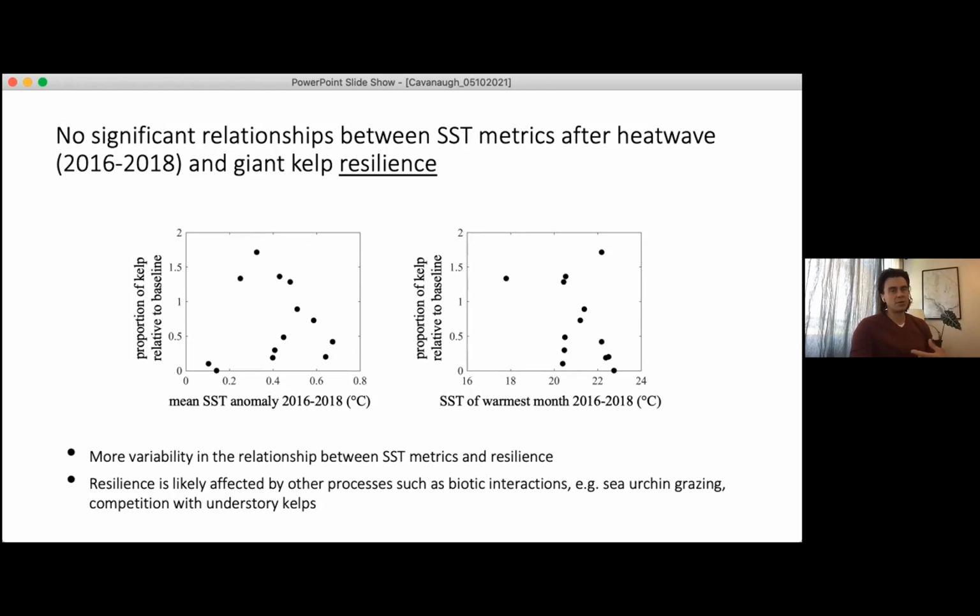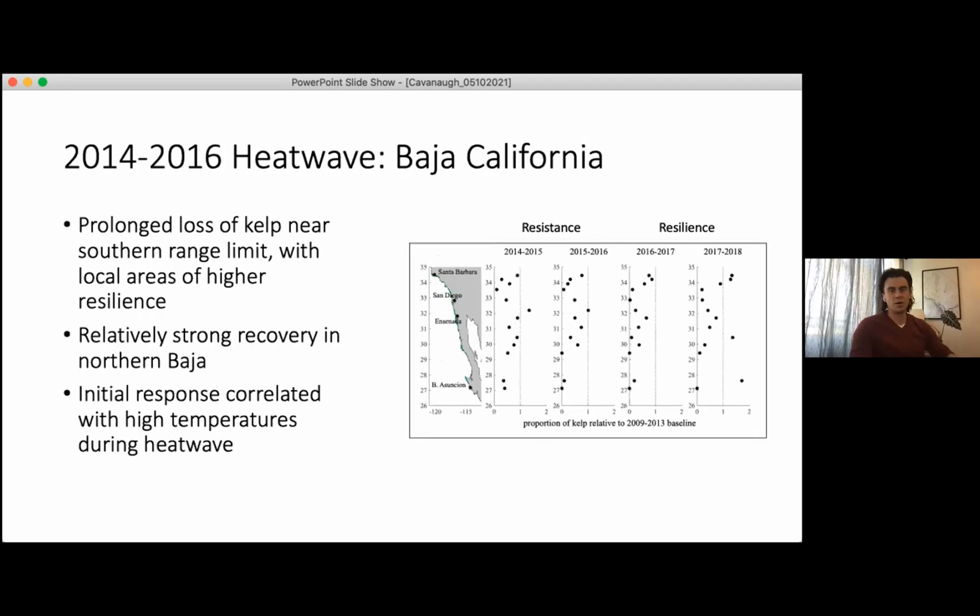In contrast, these metrics, sea surface temperature after the heat wave, didn't really do a good job of explaining recovery. And so we think recovery and resilience is likely affected by other processes, a variety of things, biotic interactions, things like urchin grazing, competition, and so on.